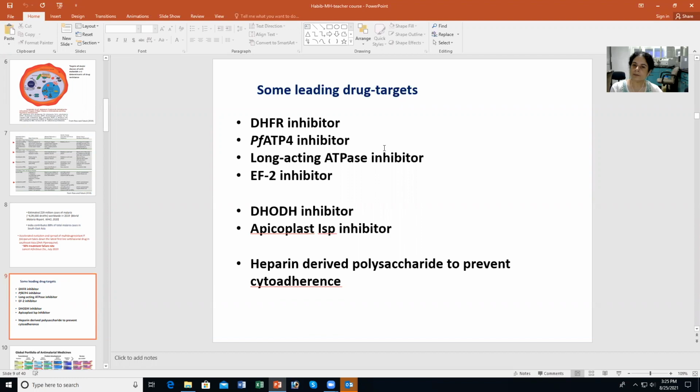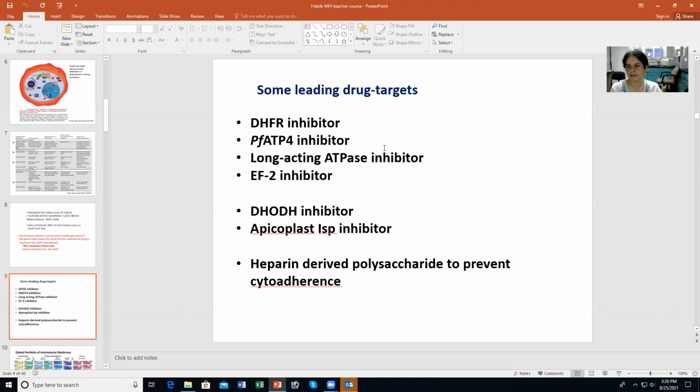They also have apicoplast-specific inhibitors. Now, in the apicoplast, you have a pathway called the isoprenoid biosynthesis pathway, which follows a non-mevalonate mode of isoprenoid biosynthesis, and this is really essential for parasite survival. If you mutate or knock down any of the enzymes of the isoprenoid biosynthesis pathway, such as IspG and IspH, which are all enzymes of the pathway, then the parasite dies. So the apicoplast becomes essential for parasite survival.